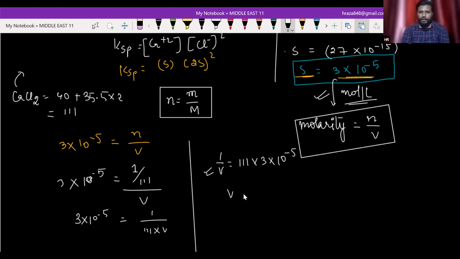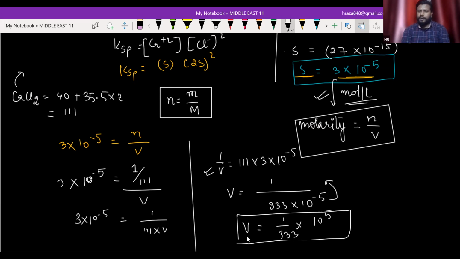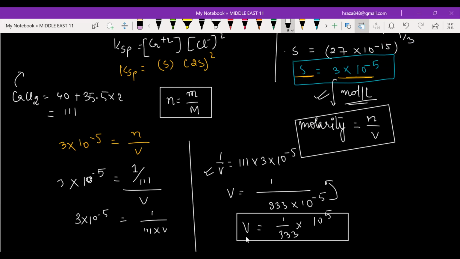So it will be 1 upon 333. I just multiplied 3 into 111 and it will be 10 raised to the power minus 5 in denominator. When it will come in numerator, it will be 10 raised to the power 5, and we can easily calculate 1 upon 333, right? Ifra, Saif? Yes, sir. Very good.